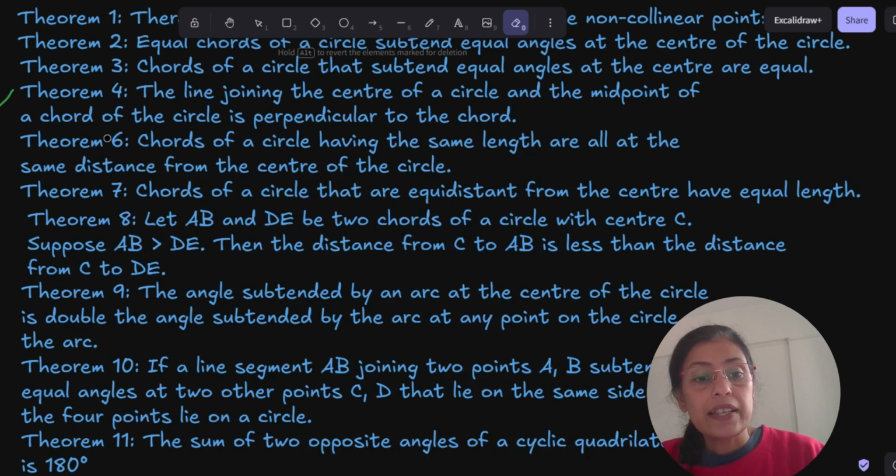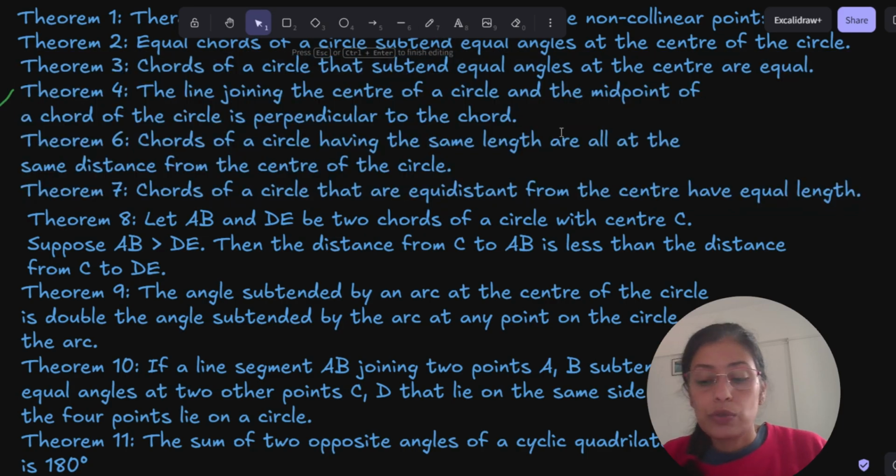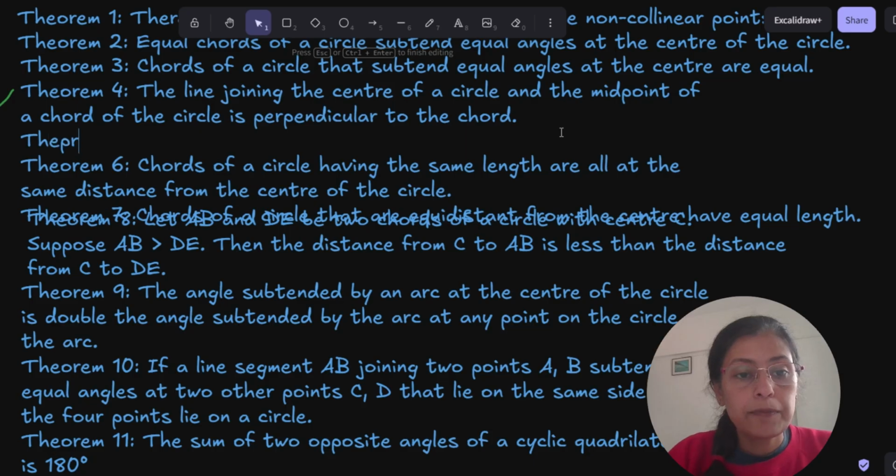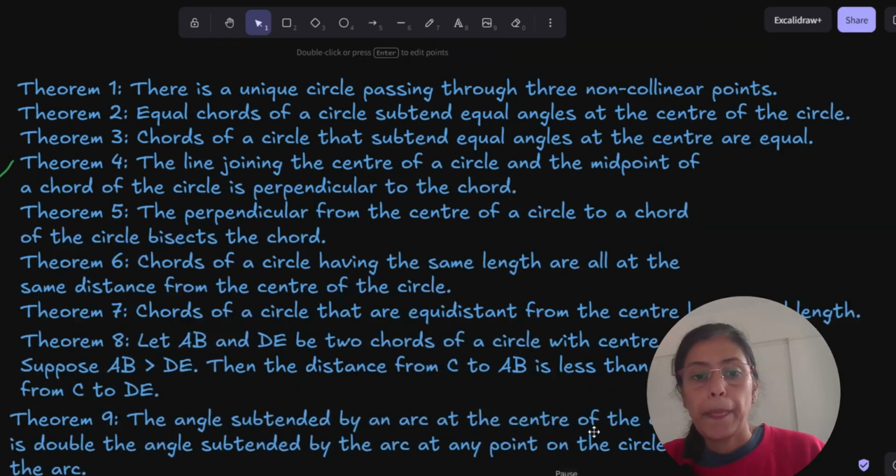Okay, I think I missed the fifth theorem. It should have been the converse. I was thinking, where did that one go? So there should be a theorem 5 here. Let me write it down. Okay, I have written down that theorem. So theorem 5 is the converse of theorem 4: the perpendicular from the center of the circle to a chord of the circle bisects the chord.